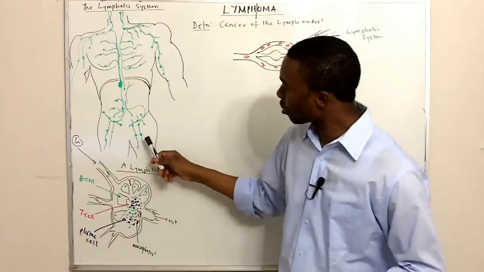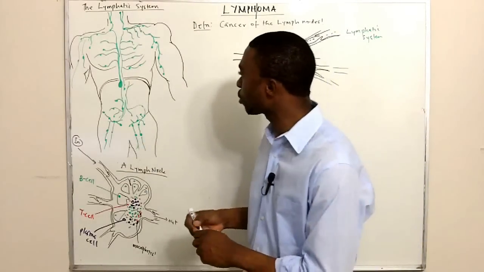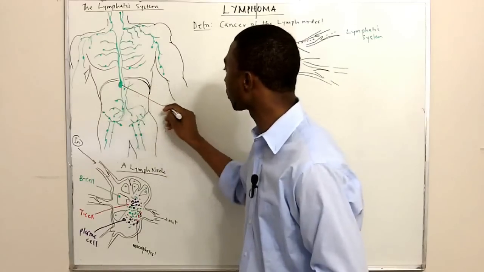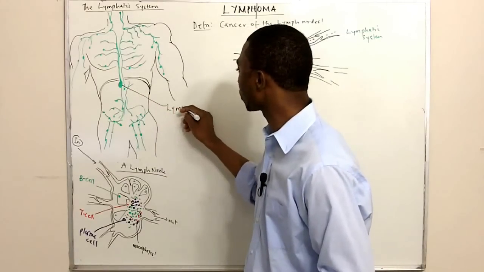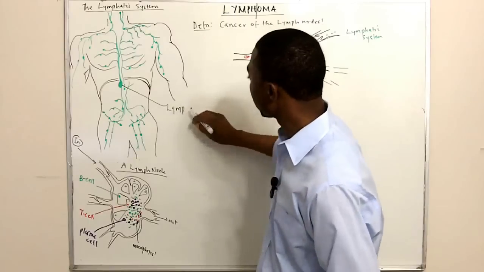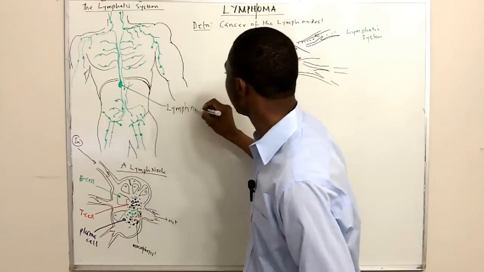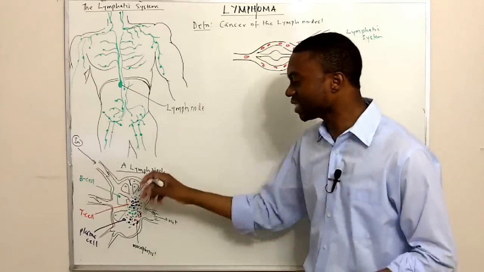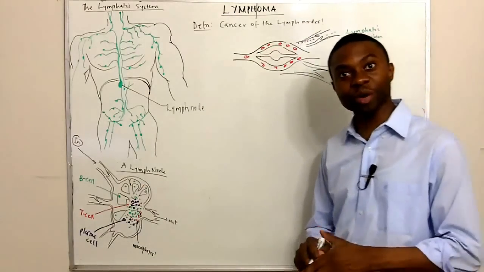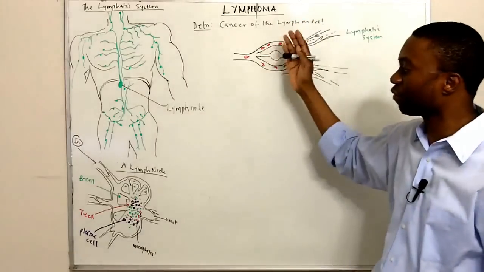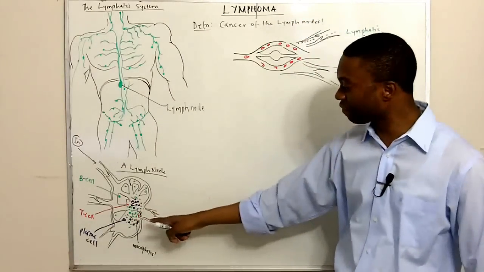However, remember, there's all these little nodules I drew here. Those are your lymph nodes. That is a lymph node. What's inside a lymph node? That's very important that we know that, right? We can't talk about lymphoma without talking about the lymph node.